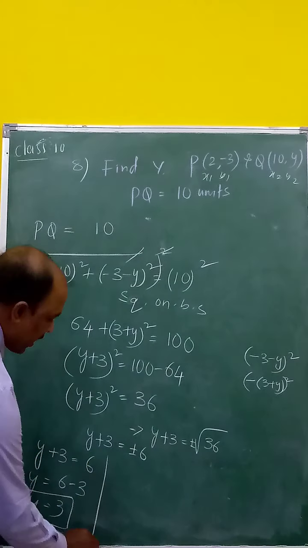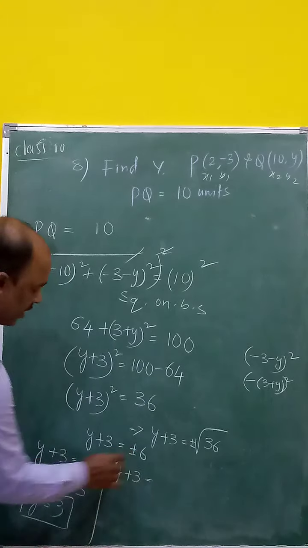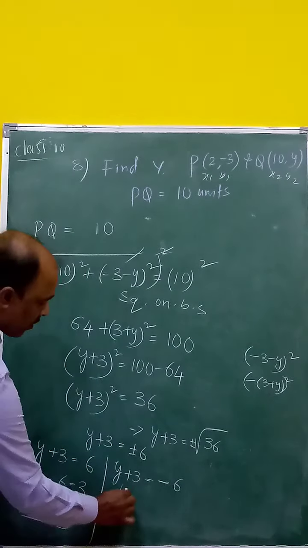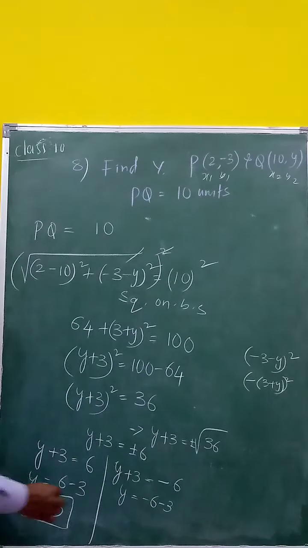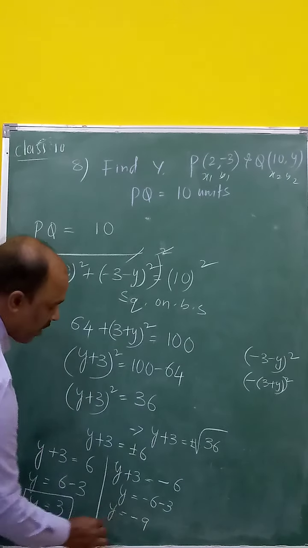Now I will go for the second case. Y plus 3 is equal to, plus 6 completed, now minus 6. Then y is equal to minus 6 minus 3. Then minus 6 and minus 3, what is the answer? It is minus 9.